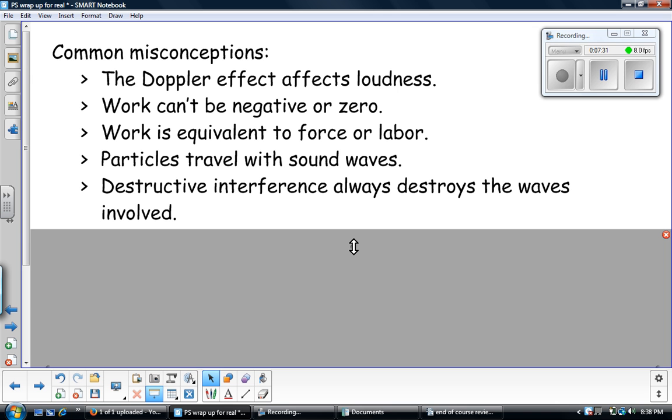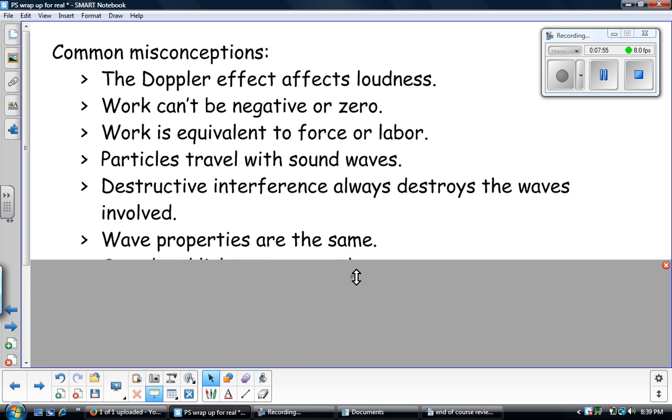Alright, destructive interference always destroys the waves involved. Remember we learned about destructive interference a few chapters ago. It doesn't. It might make it smaller, it might destroy it altogether. But remember that as soon as those waves have crossed paths and gone along their merry ways, the waves will come back. So that lessening of the wave during destructive interference is only temporary. It's only while the waves are in contact with each other.